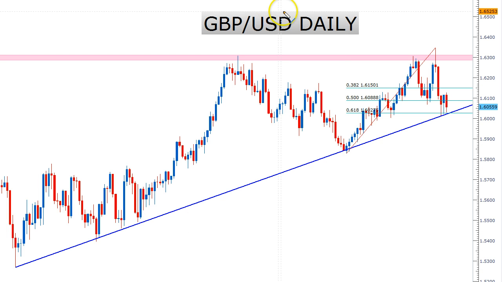Okay, next I want to look at the pound, which is in a pretty similar situation to the euro that we just looked at. You can see it sitting right on this trend line with some push bars, just like the euro was.